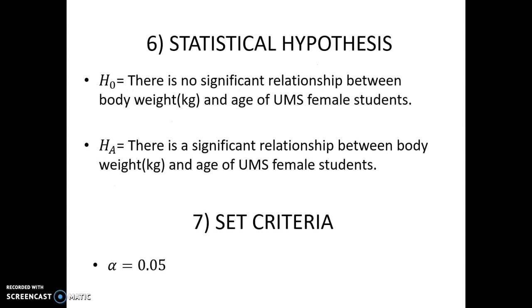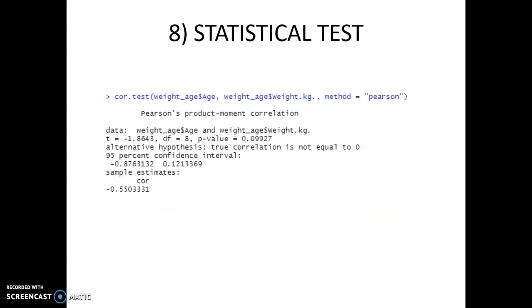Moving on to the statistical hypothesis. The null hypothesis for this experiment: there is no significant relationship between the body weight in kilogram and age of UMS female students. While the alternative hypothesis: there is a significant relationship between body weight in kilogram and age of UMS female students. And then we set the criteria, which is alpha 0.05. Then we can proceed to perform the statistical test, which is the Pearson.